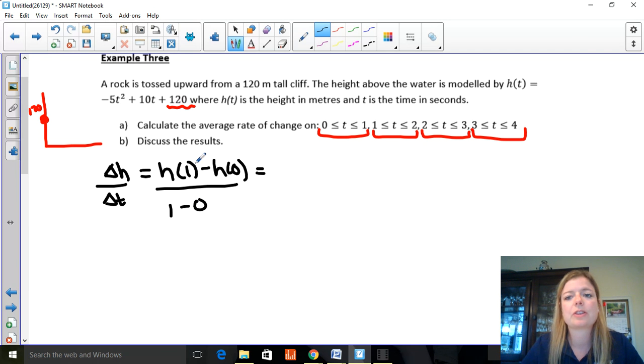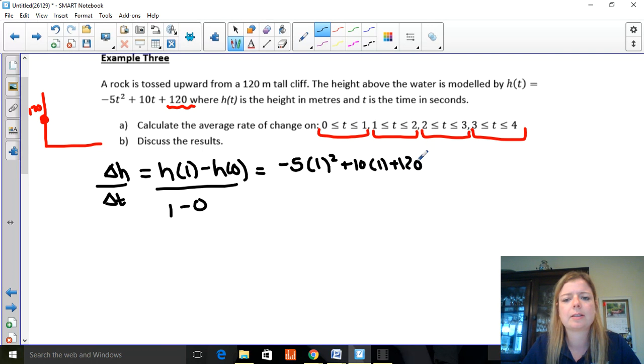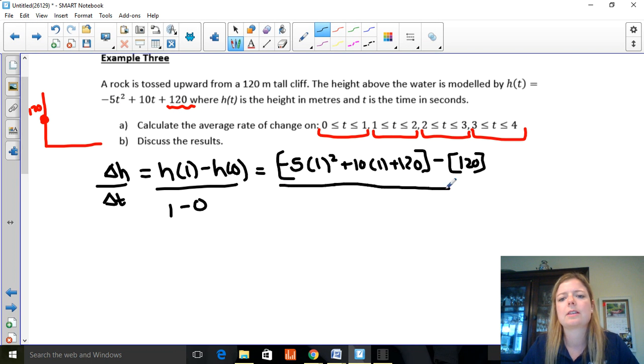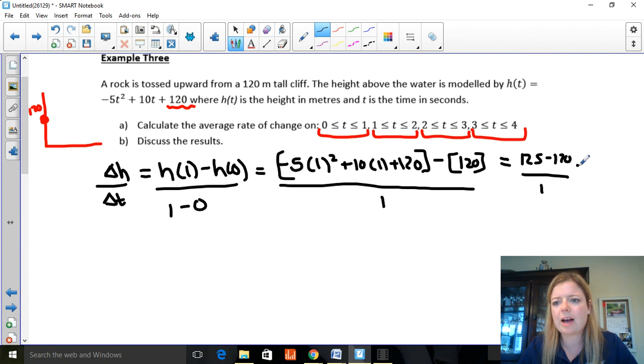To find h at 1, we actually have to put 1 into the formula. So minus 5 times 1 squared plus 10 times 1 plus 120. Okay, so that's h at 1 minus h at 0. We know that's 120 because when we put 0 into this, we get 0 plus 0 and then 120, divided by just 1. So when we do this, we get 125 minus 120 over 1. So we get 5, and the units are meters per second.